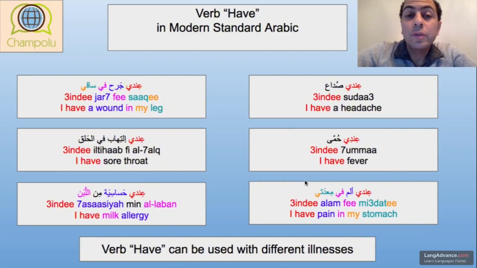We can also use the Arabic equivalent of have to describe illnesses or other bodily conditions. But for some reason, it seems that عند sounds more appropriate. But I don't have really a rule for that. So we can say something like عندي صداع. I have a headache. Or عندي جرح في ساقي. I have a wound in my leg.